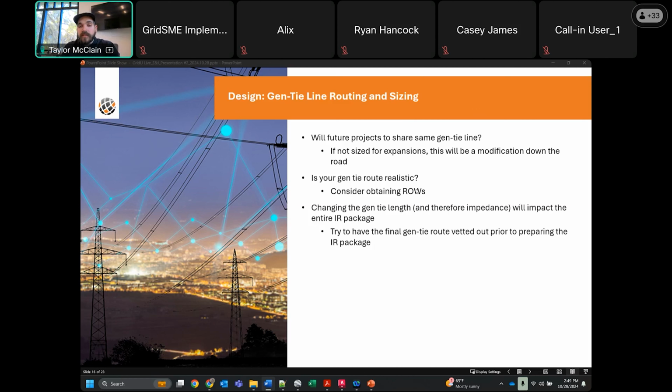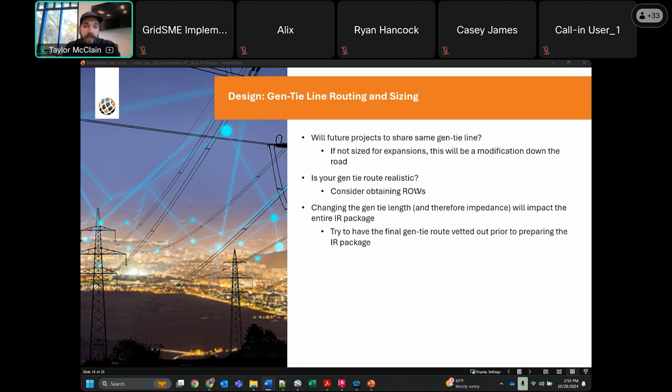A consultant will be very happy if they don't have to go back and rework the design for increasing the impedance or decreasing the impedance on a gen tie. We understand that's not always possible, but we just do want to recommend that within reason, if you can manage to maintain your gen tie route for the length of the interconnection request, the initial submission, that will definitely save some time there on getting these things turned around. So, things to consider when you're going to be giving your design for your gen tie.